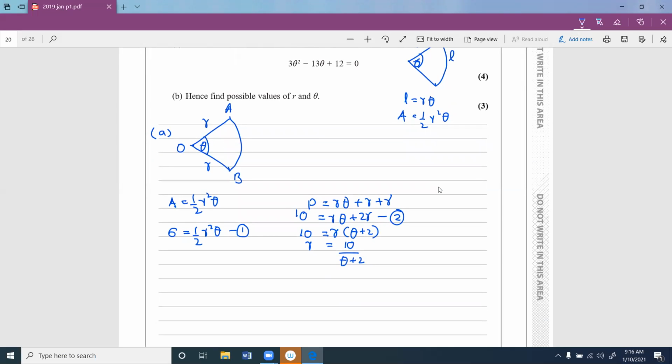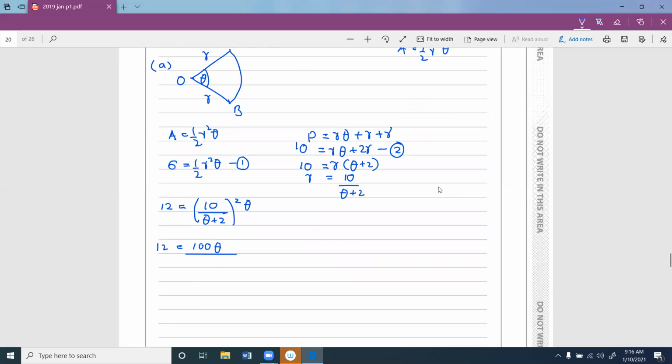So 6 into 2, I just multiply, gives 12 equals r squared theta. R squared is 10 over theta plus 2, whole thing squared, into theta. That is 12 equals 100 theta divided by the bracket squared. You can expand this bracket as well because the final answer is a quadratic equation: theta squared plus 4 theta plus 4. Then cross multiply: 12 times theta squared plus 4 theta plus 4 equals 100 theta.